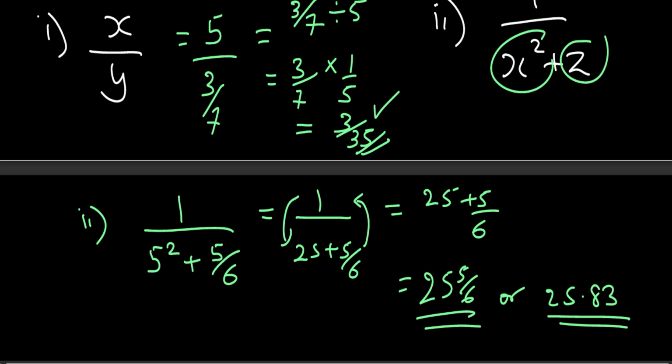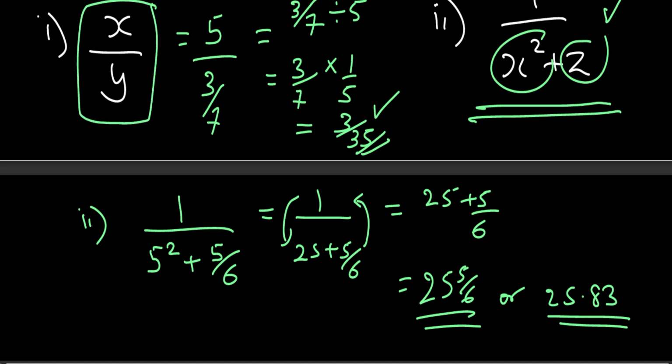So be very careful with these types of questions, because sometimes you might get confused. The question is telling you to find the reciprocal of this, not to find the answer of 1 over x squared plus z. It is the same thing with the result of x over y, but the question is asking you to find the reciprocal of x over y. That's where many students usually get confused. Now let's go to the other questions.